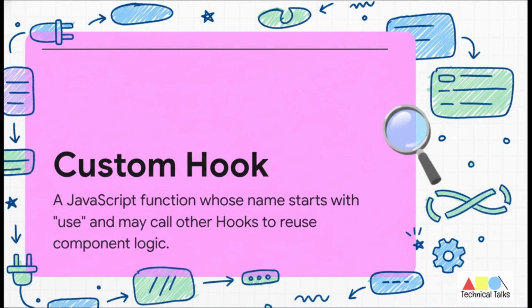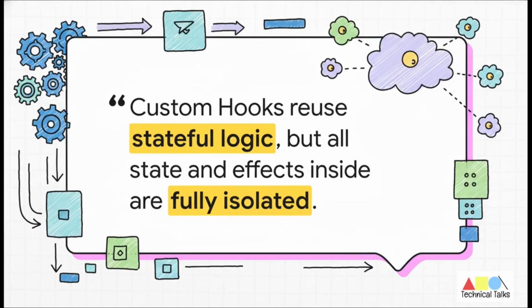Okay, pay attention because this quote from the React docs is the absolute key. This is the big aha moment. Custom hooks let you reuse logic, but, and this is critical, they do not share state. Every single time a component uses your custom hook, it gets its own fresh, isolated, independent version of the state inside. This is amazing. You get all the reusability you want with zero risk of components stepping on each other's toes.